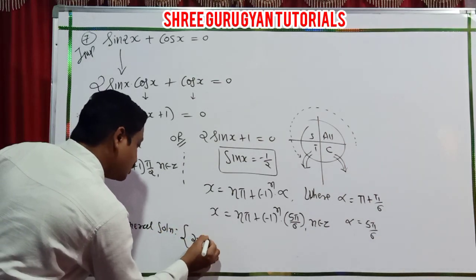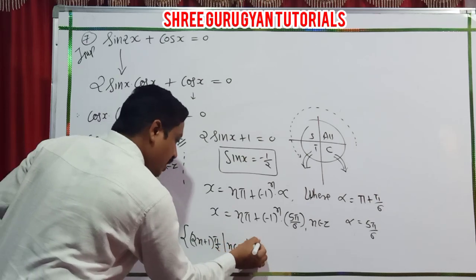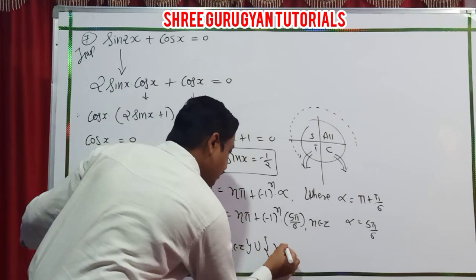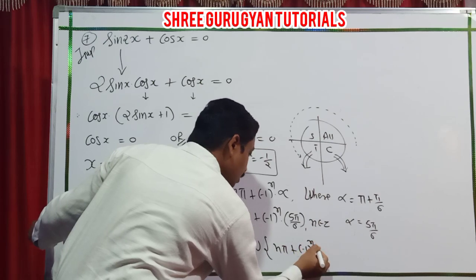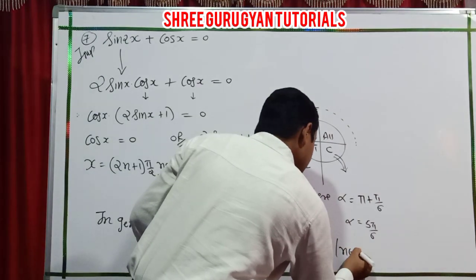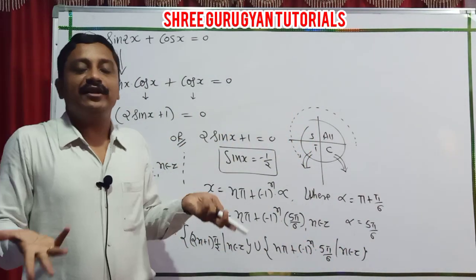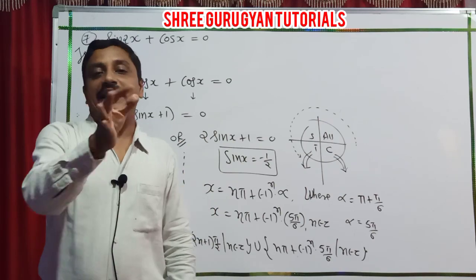So students, I just write down the general solution finally. (2n plus 1) pi by 2, n belongs to Z, union, second, n pi plus (minus 1) raised to n 5 pi by 6, n belongs to Z. Here both are in union form. That's my final answer. But this numerical is important, students.